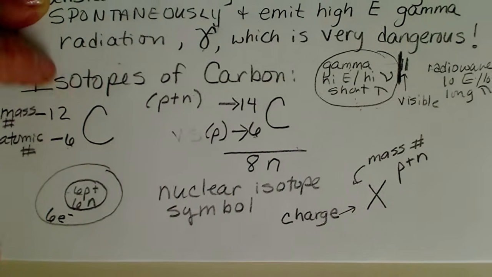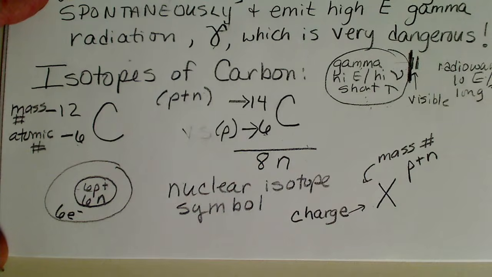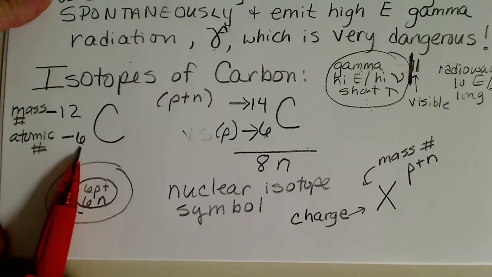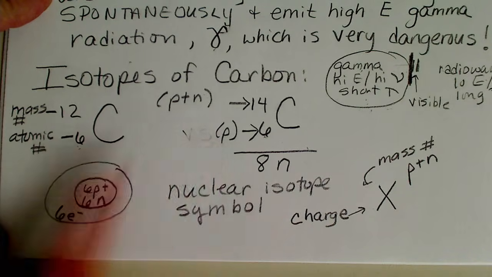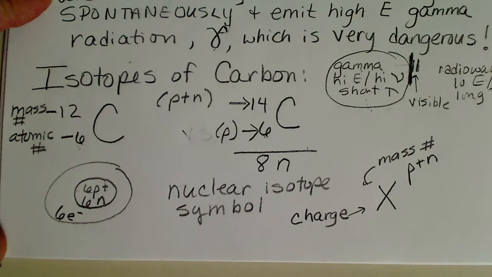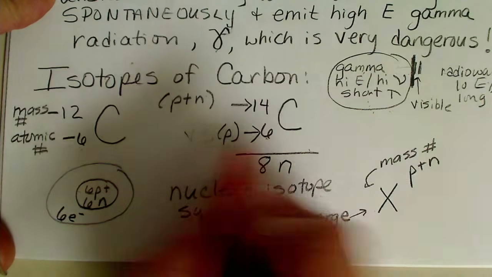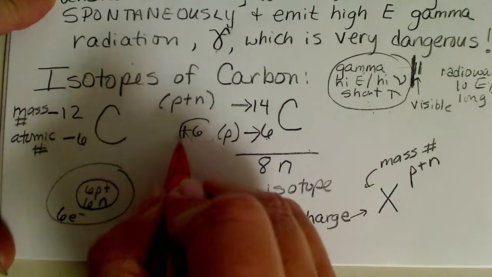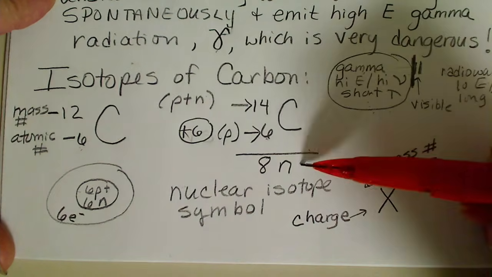So if we look back at either one of these isotopes of carbon, carbon has 6 protons in the nucleus. If the nucleus does not have 6 protons, then that atom is not carbon. So 6 protons means this really has a charge of plus 6. The nucleus has a charge of plus 6, because neutrons are neutral, they are not going to affect the charge.